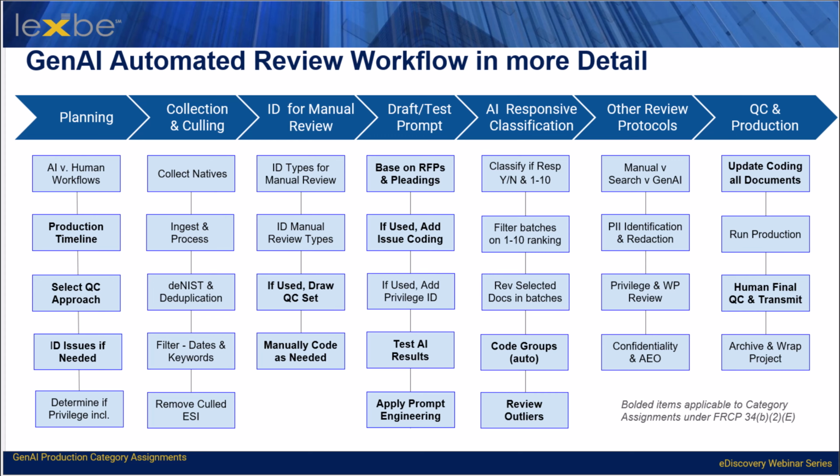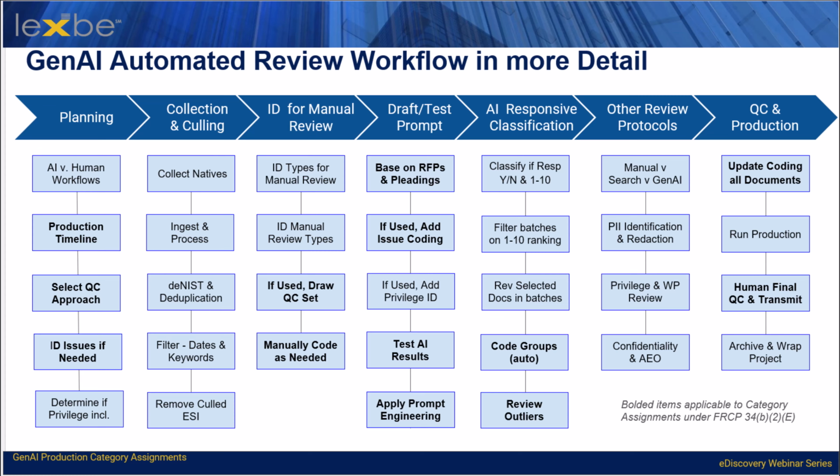The next stage involves identification and segregation of documents for manual review. At this point, document types and review categories that require human judgment are identified. These may include non-standard or proprietary file types, documents with unreliable text extraction, marginal responsiveness groups, or high-risk materials such as potential privilege or work product. Where formal quality control is required, an out-of-sample QC set may be drawn at this stage to support later validation of AI results.